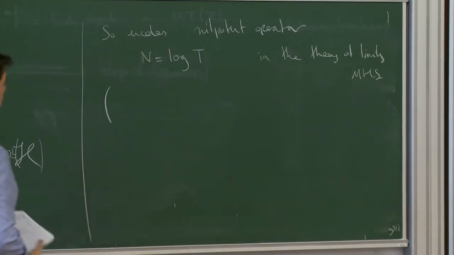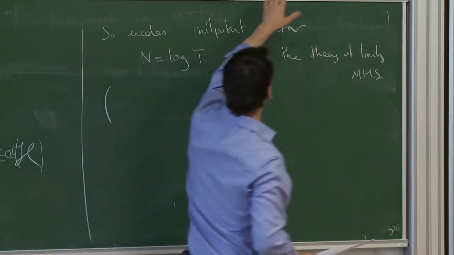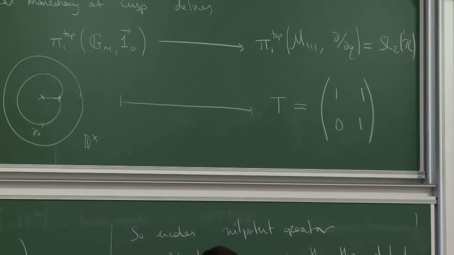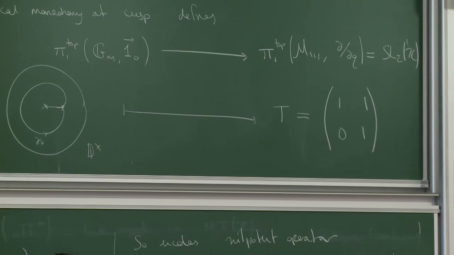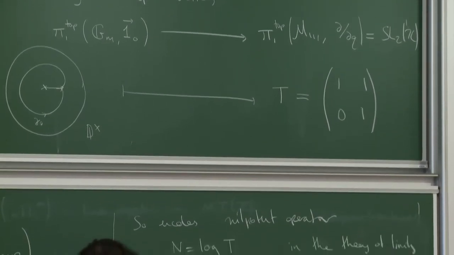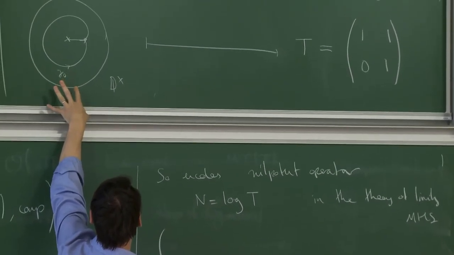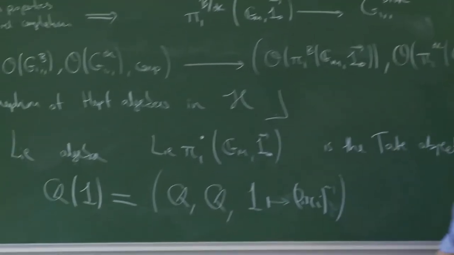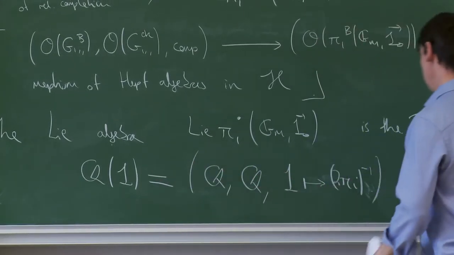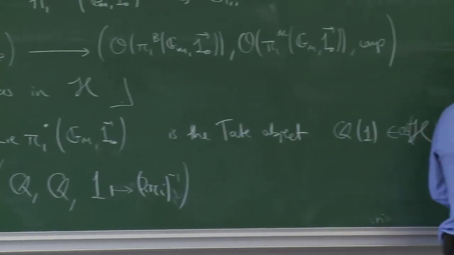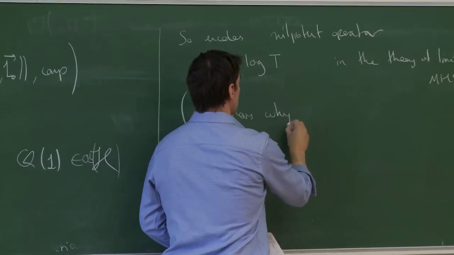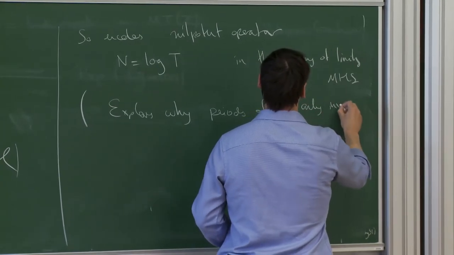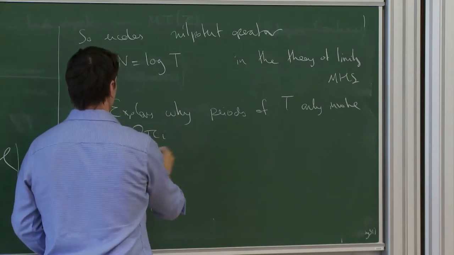And this also explains why, when last week we computed the periods of relative completion along T, in other words, we computed iterated integrals of modular forms along T, and I explained that they only involved powers of 2 pi i, that's clear from this picture because they pull back to periods of G_m, and the only periods of G_m are periods of Q(1), and the period of Q(1) is essentially 2 pi i. So this remark makes it obvious why the periods of T only involve powers of 2 pi i.